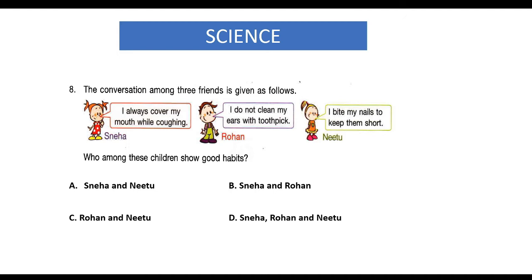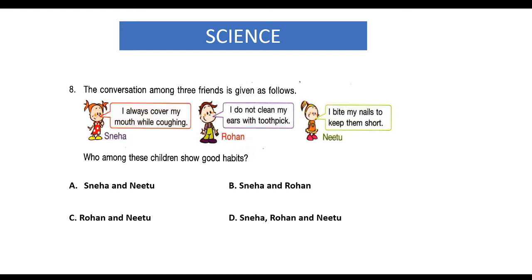Let's see. Sneha always covers her mouth while coughing, so she definitely has a good habit. Rohan does not use toothpick for cleaning his ears. That is also a good habit. We should always use an earbud to clean our ears. Neetu always bites her nails to keep them short. That's not a good habit.